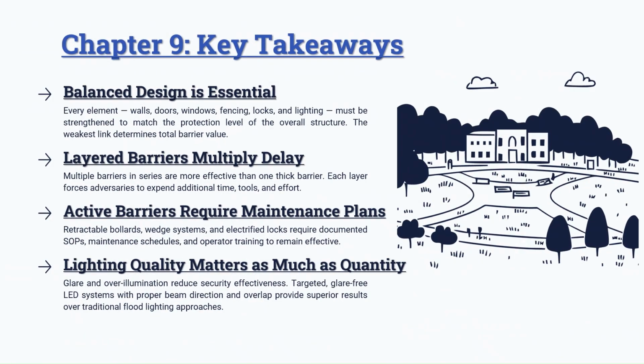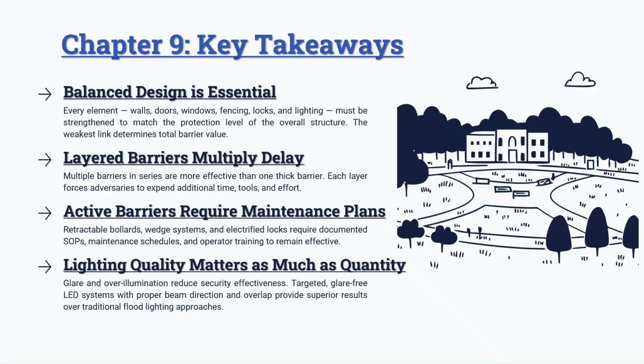As we conclude Chapter 9, let's revisit the key takeaways. Effective structural security is built on a balanced design integrating barriers, locks, lighting, and supporting systems. LED barriers increase delay and strengthen defense.